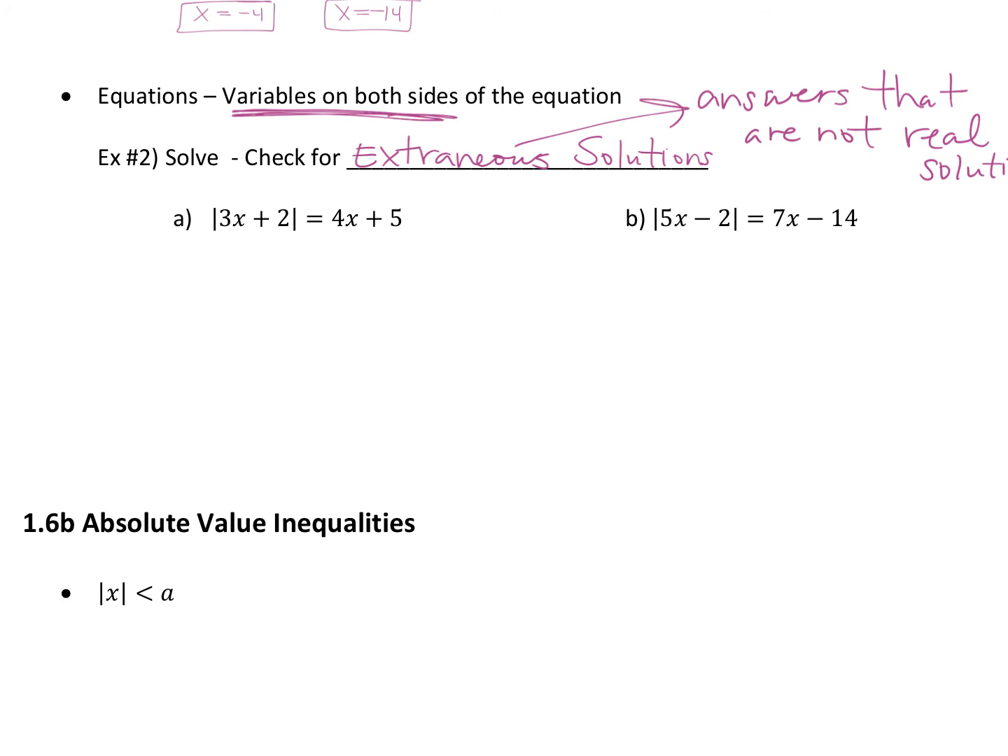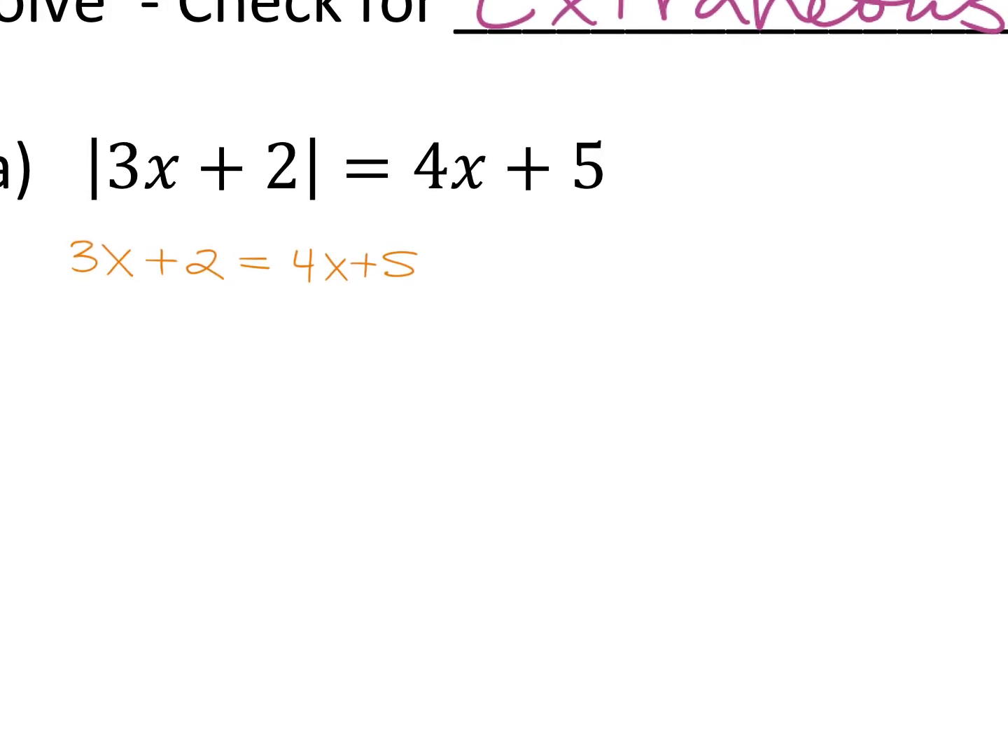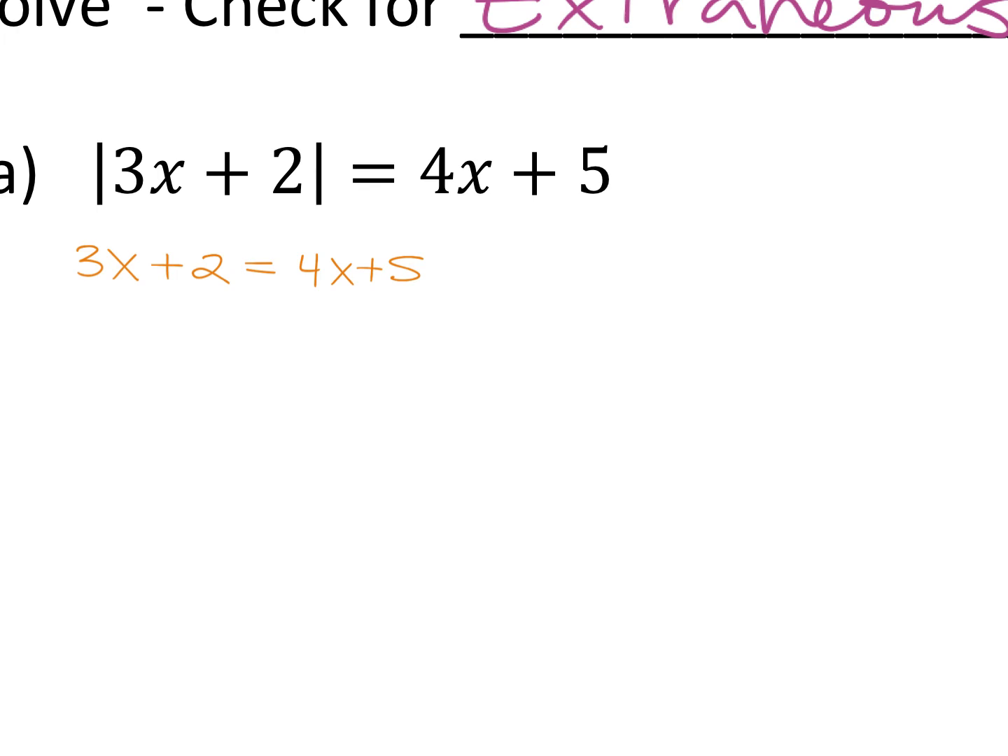So let me show you what I mean by that. If you look at this first one, do we need to do something to isolate our absolute value? No, it is isolated. What that means now, we have an expression on the other side, that 4x plus 5, okay? So this 3x plus 2 could equal exactly what we see there, 4x plus 5, okay? But it could also equal the opposite of that, right? So if that was a 5, now we would set it equal to a negative 5.